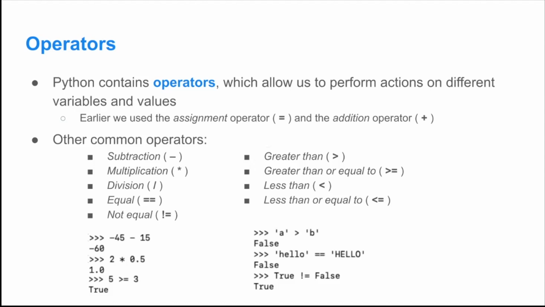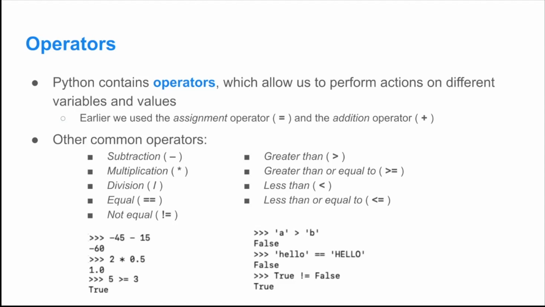So you have some arithmetic operators such as subtraction, multiplication, and division. And these are usually used on numerical values, so integers or floats, and they'll return a numerical value. So you can see on the bottom left, if you do -45 and then -15, you'll get -60. You can do 2 times 0.5, you'll get 1.0.